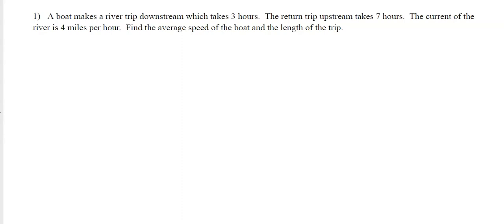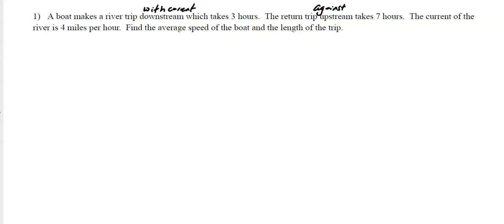It says a boat makes a river trip downstream. That's with the current. So remember, downstream is with the current. And it takes about 3 hours. The return trip upstream takes 7 hours. So this is against the current. And the current of the river they give us is 4 miles per hour. Find the average speed and the length of the trip.